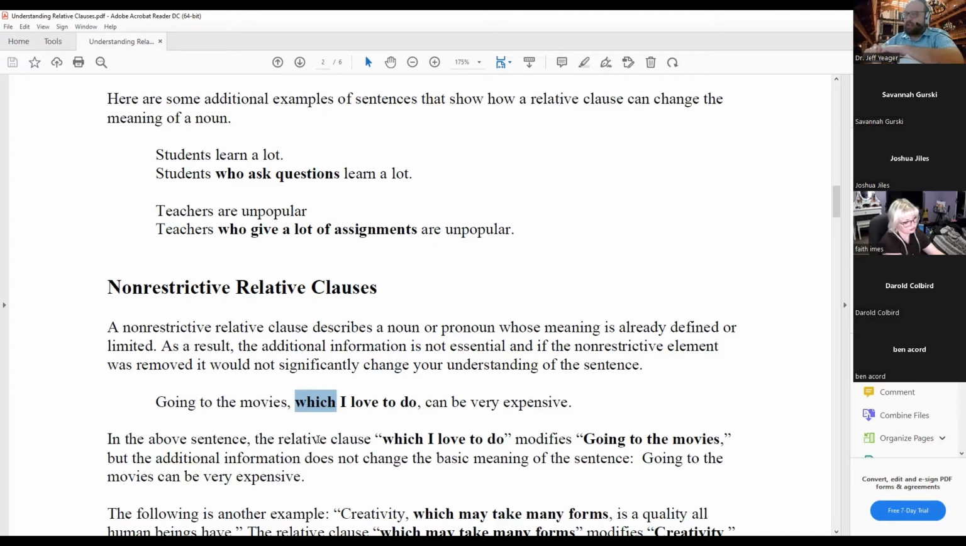Going to the movies, comma, which I love to do, comma, can be very expensive. So going to the movies can be very expensive. So you see here, if you cut that phrase out, the sentence will still mean something. So, which I love to do is just extra information added on. That's called a non-restrictive clause. That's stuff that you can put in the sentence that you can cut. Arguably, it's clutter that's added onto your sentence.